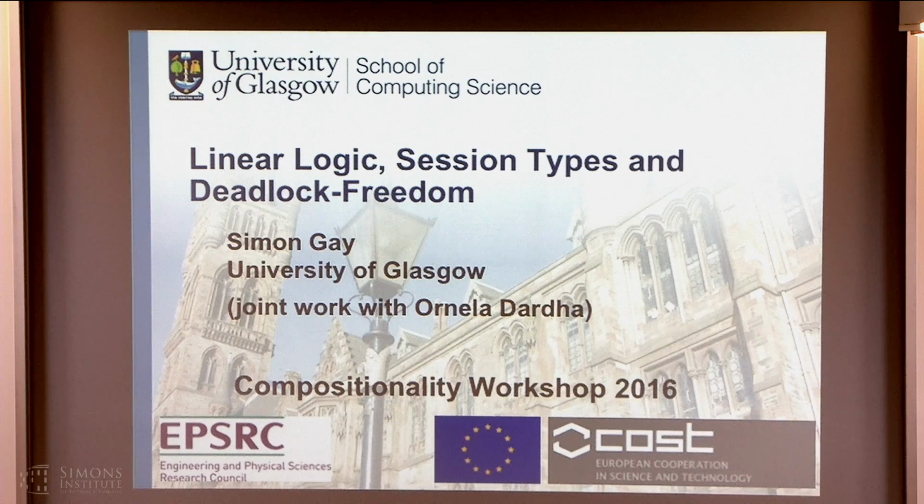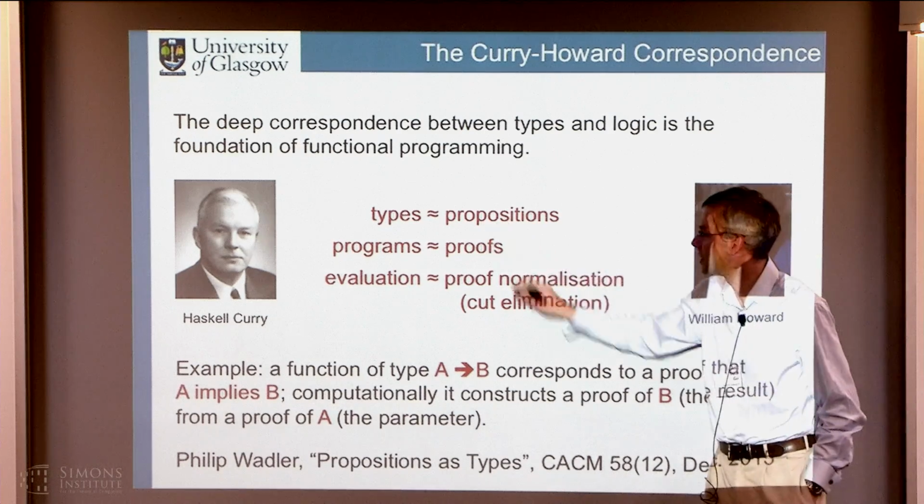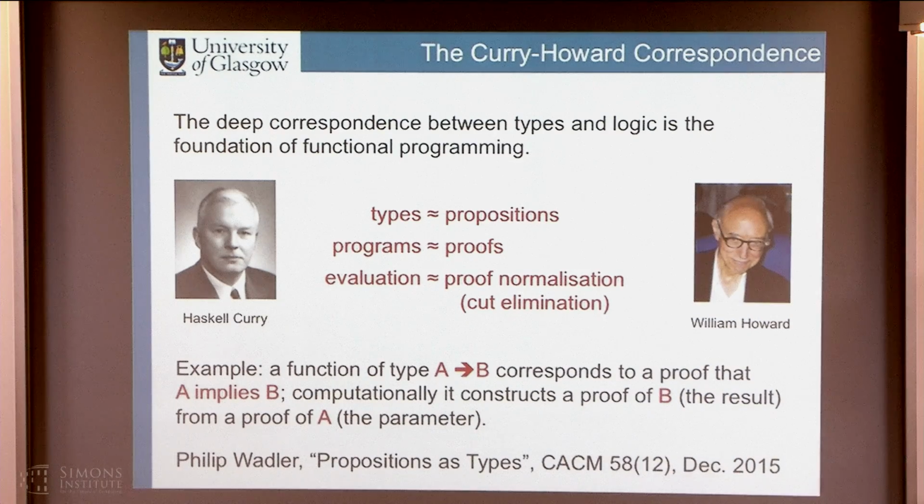So the first thread of background to introduce is the Curry-Howard correspondence, also known as the propositions as types paradigm. This is a cornerstone of theoretical computer science and semantics, and really the foundation of functional programming languages. It's the idea of setting up a correspondence between programming language types and logical propositions. This extends to a correspondence between programs and proofs of the propositions. And then dynamics is introduced by the idea that evaluation of a program corresponds to proof normalization or cut elimination.